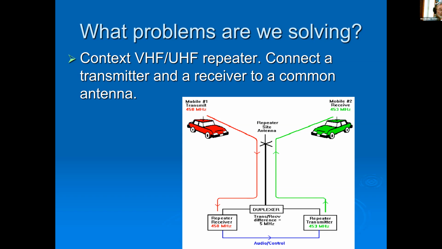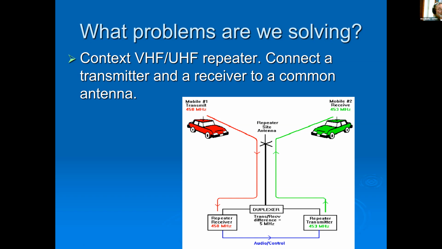But that receiver is not going to be able to see what's happening on that transmitter. And you can see from this example, there's not a whole lot of difference between the two frequencies. There's only 5 megahertz between the two, between the transmit and receive. Really, really narrow. So this is a really high class, high end duplexer. We'll get into what that looks like.